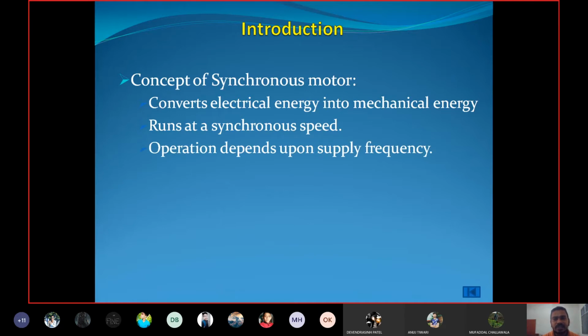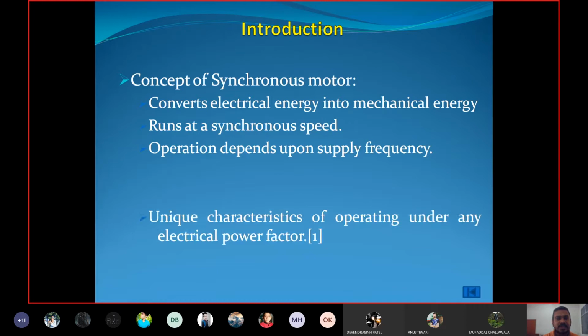Operation of the synchronous motor depends upon supply frequency. As we know, synchronous speed depends on frequency and number of poles: Ns is equal to 120 f by p. So the synchronous speed depends on frequency as well as number of poles. So we can say that the operation of the synchronous motor also depends on supply frequency.